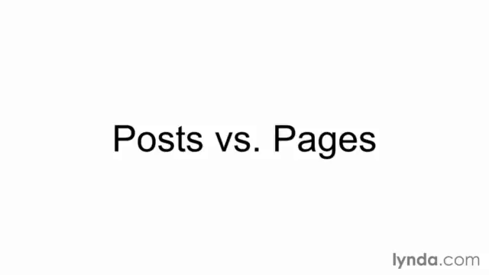WordPress has two main types of content, posts and pages. Understanding the similarities and differences between them is important to create a well-organized site. So, what is the difference between a post and a page?